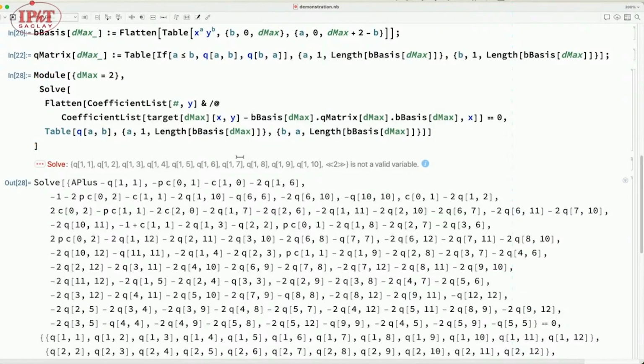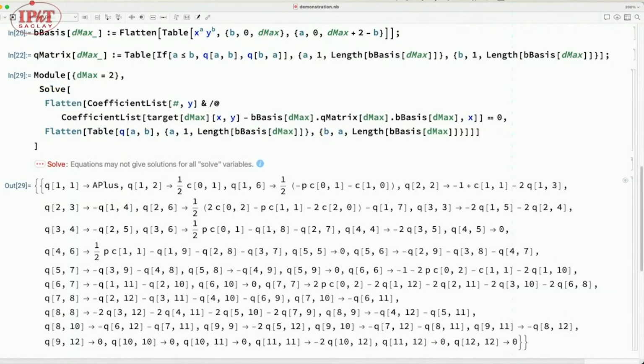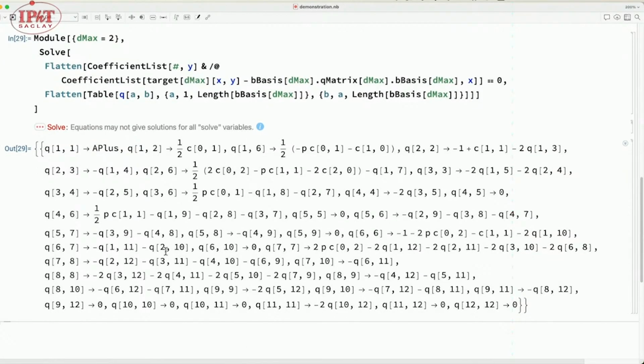linear system. Okay. Oh, it's not a valid variable. Oh, it's because I didn't fly that problem. Okay, so now this module now implements the linear constraint. It's solved for some entries of the Q matrix in terms of A plus and the coefficients that appear in B, and some other entries of the matrix. So let's actually define a function which does this.